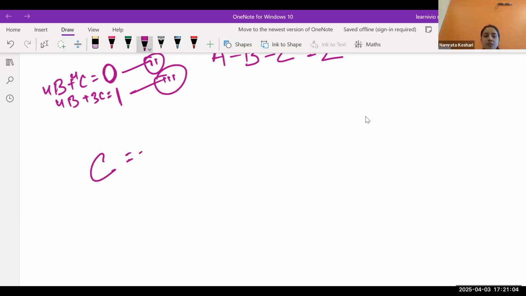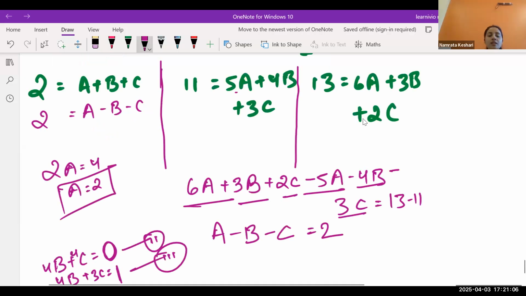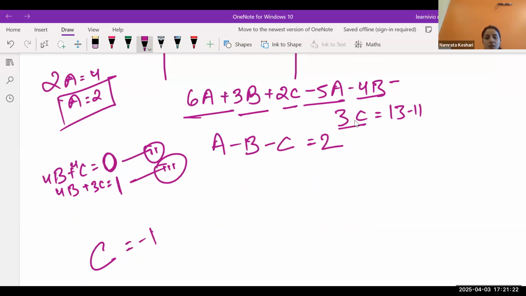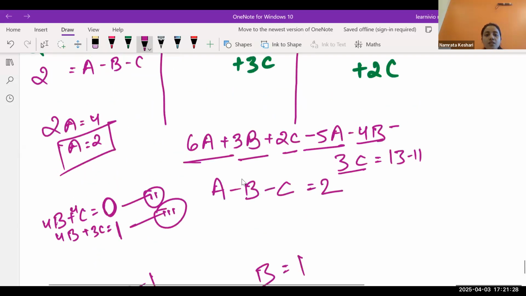C is negative 1. Okay, A is 2, C is negative 1. B we are supposed to find. So 2 minus 1 is just 1, plus B equals 0, and if we shift it to that side, we get the B value as 1. So we ended up getting A, B, C. Let me write it over here: A is 2, B is 1, C is minus 1.